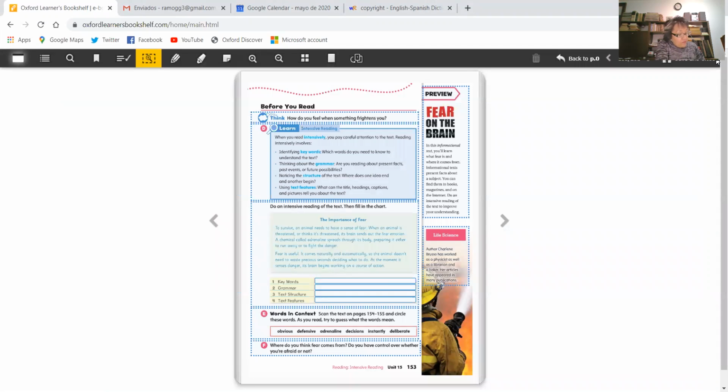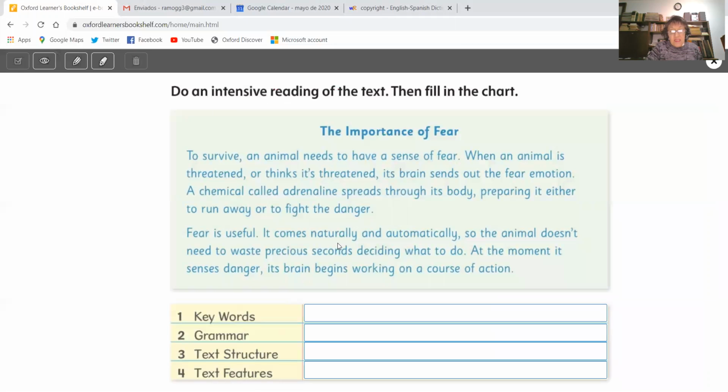Now, let's continue doing an intensive reading on this little text, and then we're going to fill in the chart. And it says, The Importance of Fear. The title is telling us something because it's telling us that fear may be important. Okay, so let's read. And as usual, I'm going to be using the spotlight.